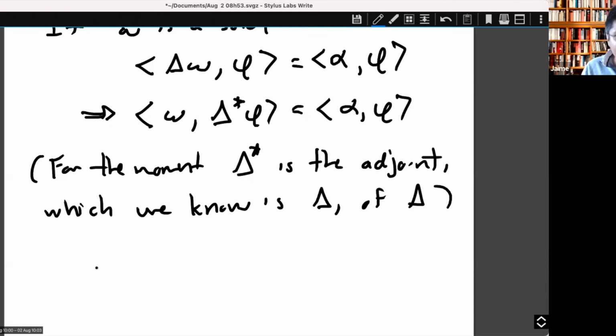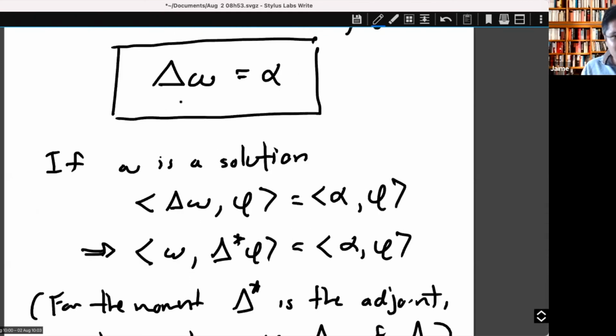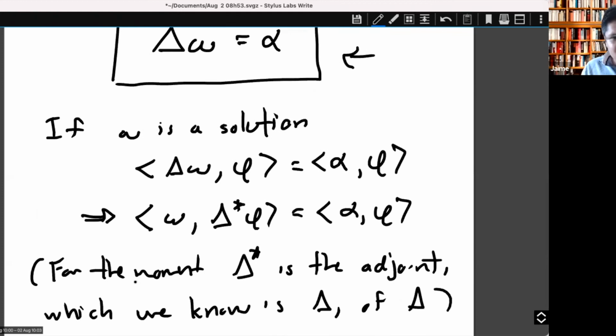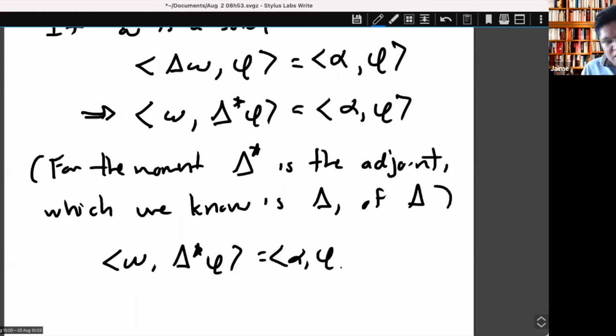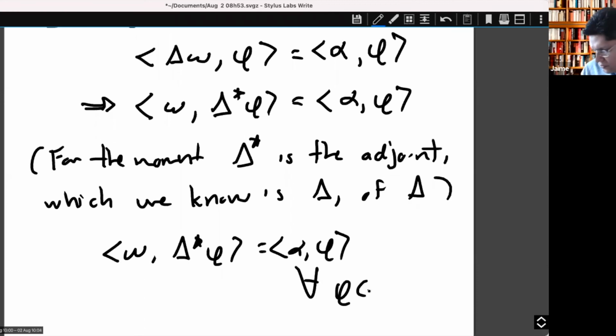And so if we have the Laplacian equation, we apply the inner product, and then we get this. Okay. And this should be true for every form in A^P, the space of P differential forms. Okay.